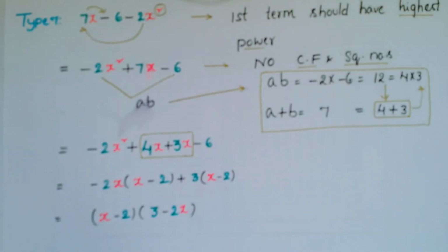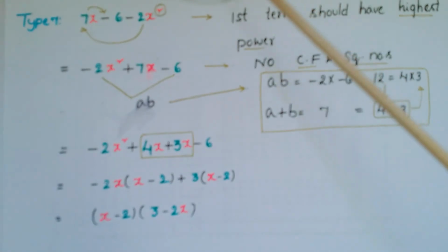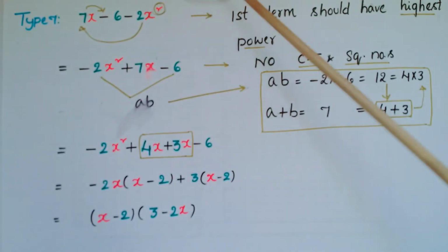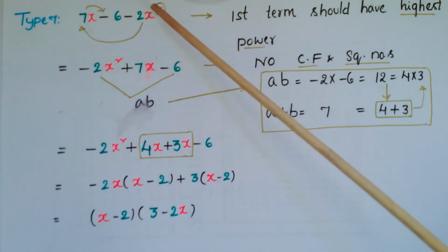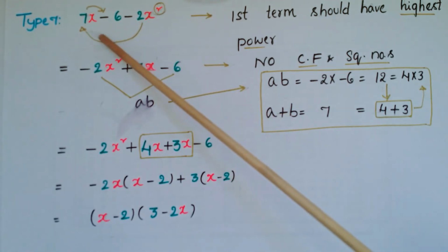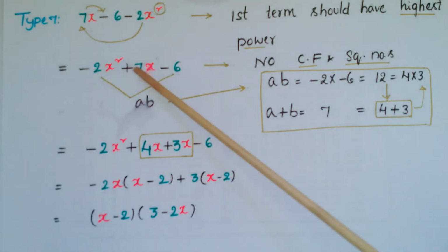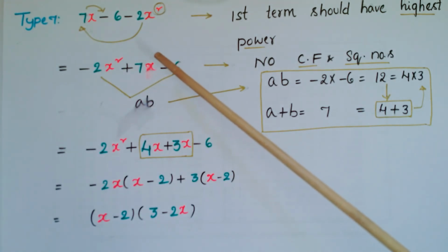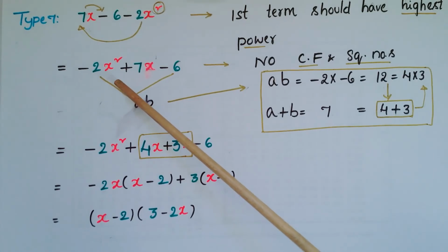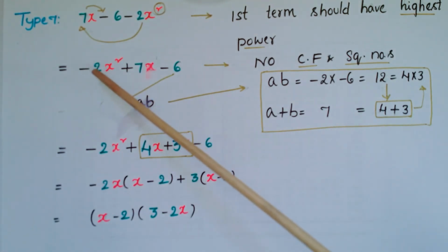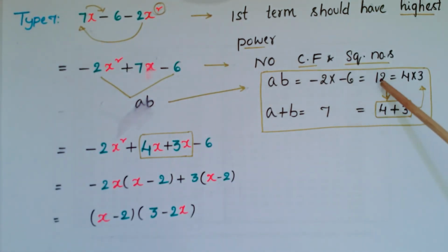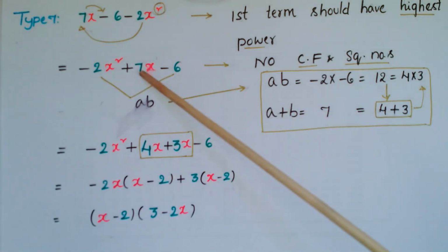This is another type of problem, 7x minus 6 minus 2x square is the algebraic expression. If you observe this expression, here the first term should have the highest power. So you have to rearrange the terms here, minus 2x square plus 7x minus 6. So here there are no common factors and no square numbers. So here ab is minus 2 into minus 6, that is 12, and a plus b is 7.